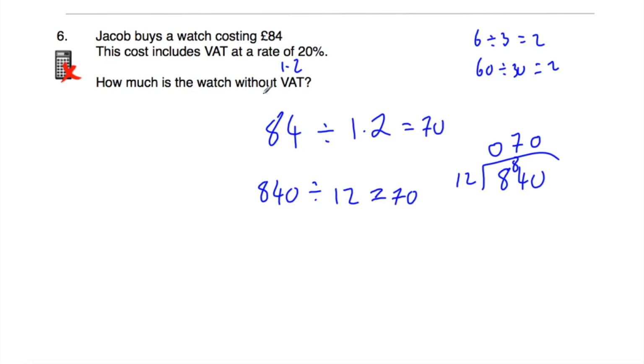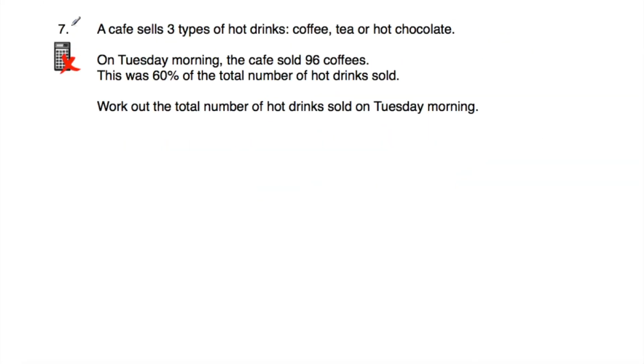So the question says, how much was the watch without VAT? The answer is £70. And that's it. We've just divided by the multiplier. We've divided 84 by 1.2. And that's it. Okay, let's look at our next question, question number 7.